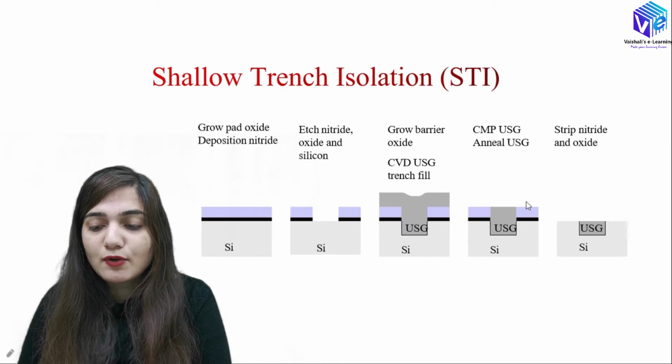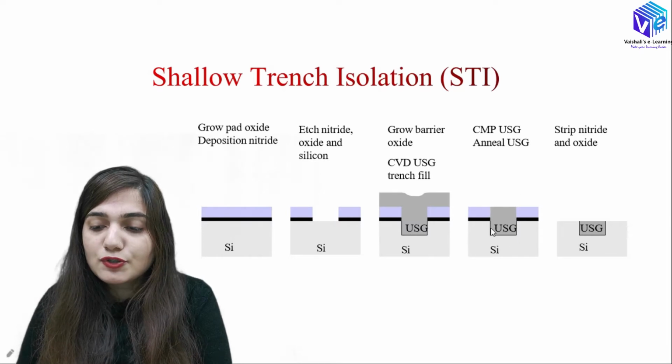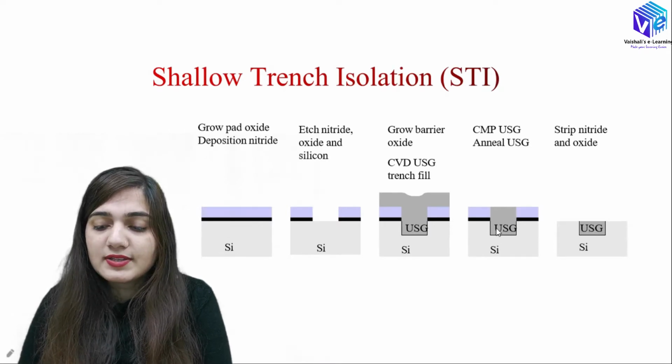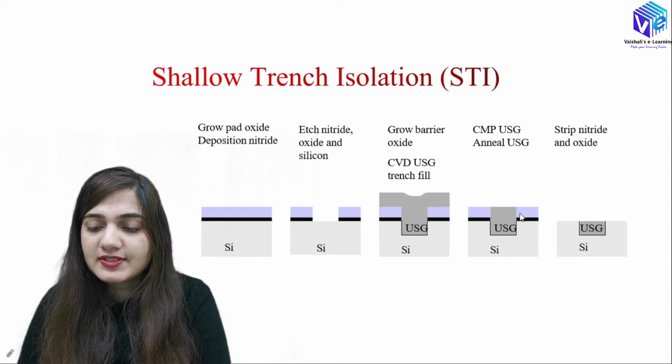Okay, after that we are going to do the chemical mechanical polishing, and then after that we are going to do the annealing, and this is how we are forming the USG layer. Okay, so USG, undoped silicate glass, is now penetrated inside the silicon, and if I have one component over here and one component over here, both of them are not shorted because of the high resistance USG layer present here, right?